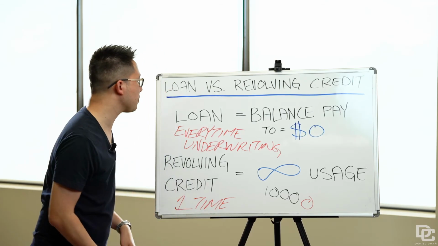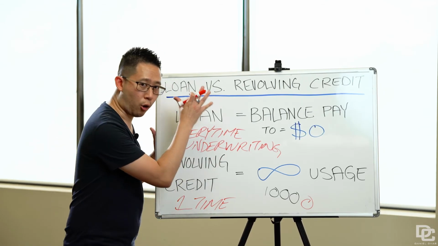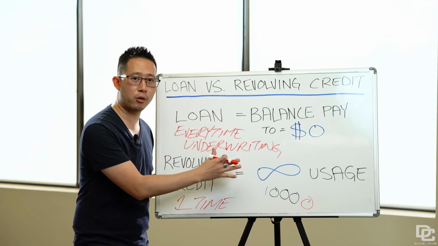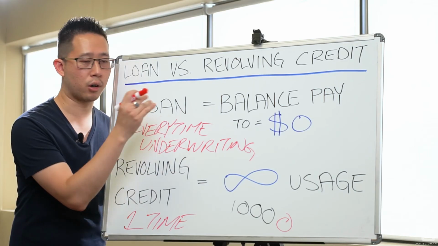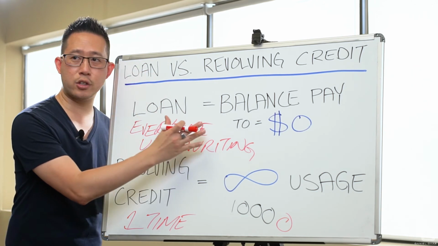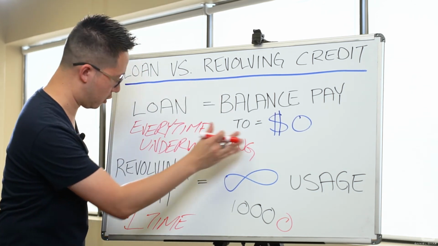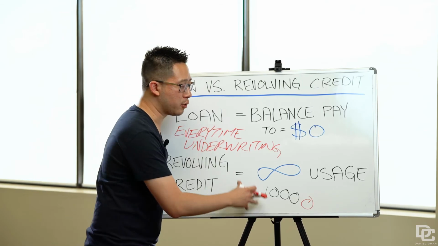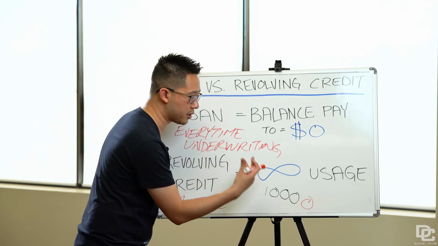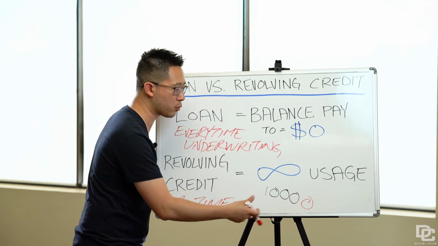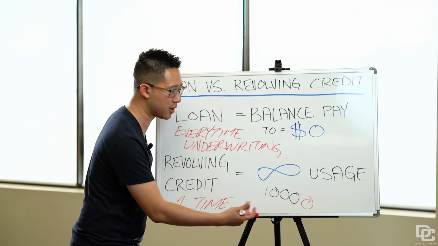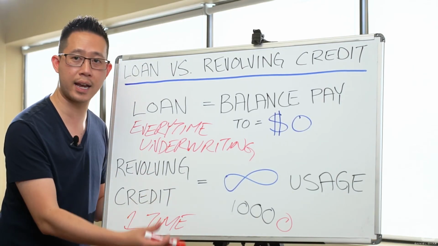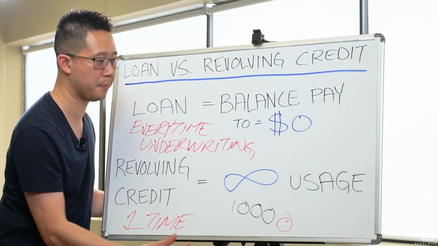So just to recap, a loan has to go down to zero. Whatever you borrow the money for, whether it's a car or a house, at the end of the term, that balance has to go to zero. With revolving credit, you can even hold the balance. It doesn't have to go to zero at any term. You can always revolve that credit. You can always keep using it. As long as you pay it down, you can reuse that new limit.